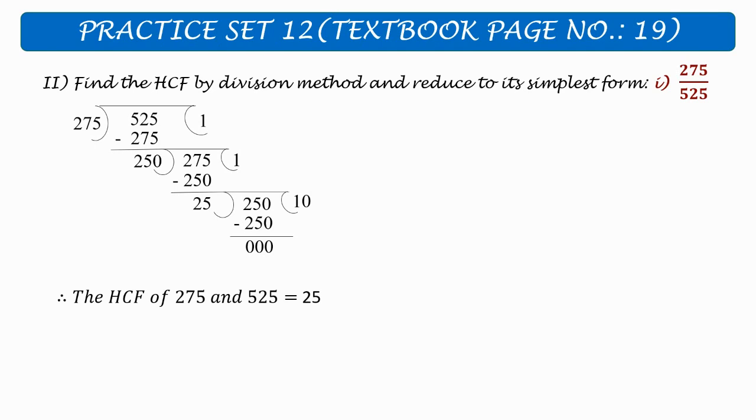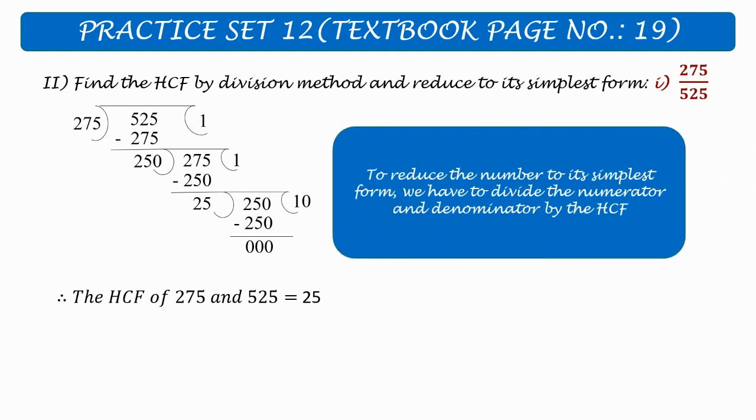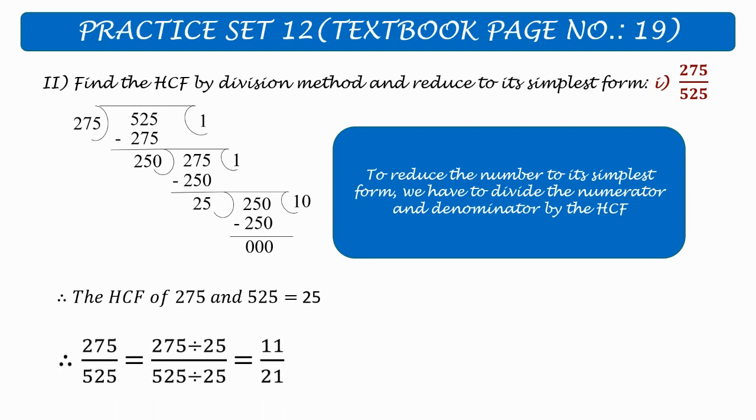Now students, we know that to reduce the fraction to its simplest form, we have to divide the numerator and denominator by the HCF. So we have the numerator as 275 and denominator as 525. So we divide both the numerator as well as the denominator by the HCF, that is 25. So 275 divided by 25 and 525 divided by 25. So we get the simplest form as 11 upon 21. So we can say that the simplest form of 275 upon 525 is 11 upon 21.